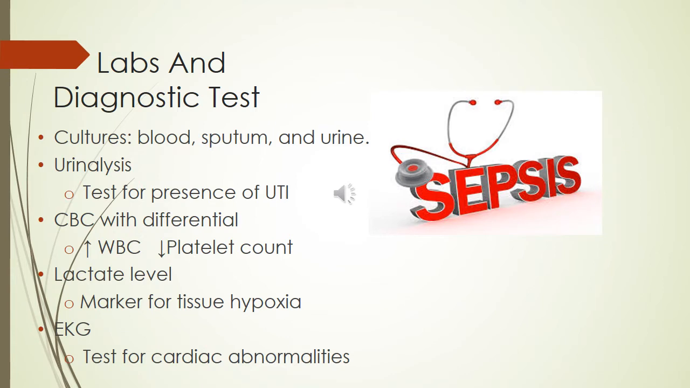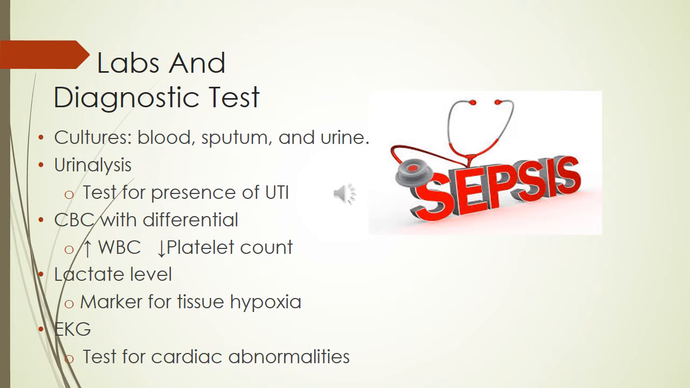For lab and diagnostic tests, there is not one single lab or test that can be ordered to diagnose sepsis, but rather, doctors will order these tests or labs depending on the clinical manifestation of the client presenting with sepsis. But there are some common ones that we see ordered, and these are cultures, such as blood cultures, sputum cultures, and urine cultures. Another test is the urinalysis, and this is to test for the presence of a UTI.